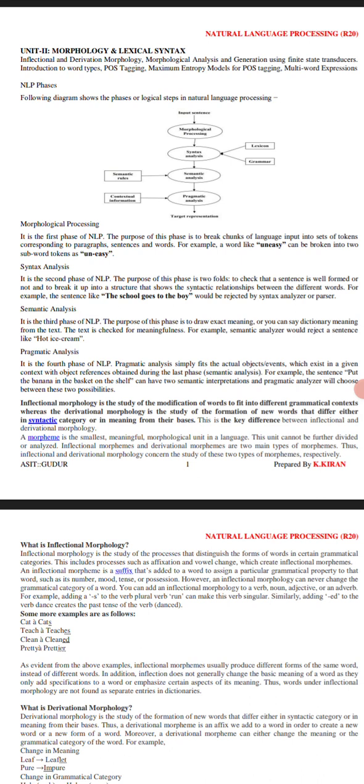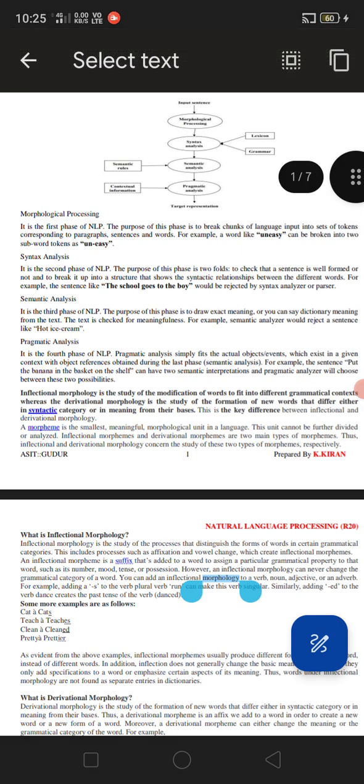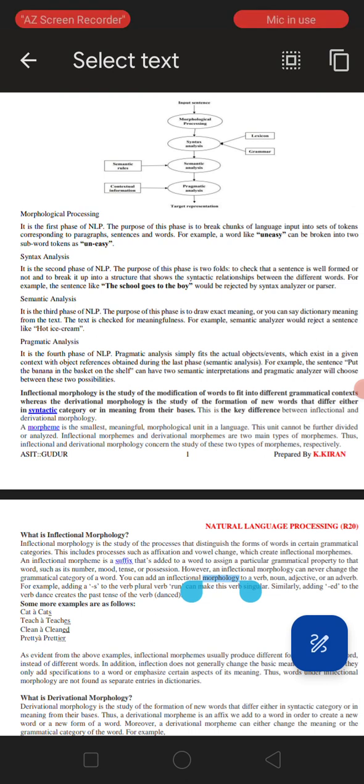Syntax analysis. It is the second phase of NLP. The purpose of this phase is to check whether a sentence is well formed or not, and to break it up into a structure that shows the syntactic relationship between the different words. For example, a sentence like the school goes to the boy would be rejected by the syntax analyzer or parser.